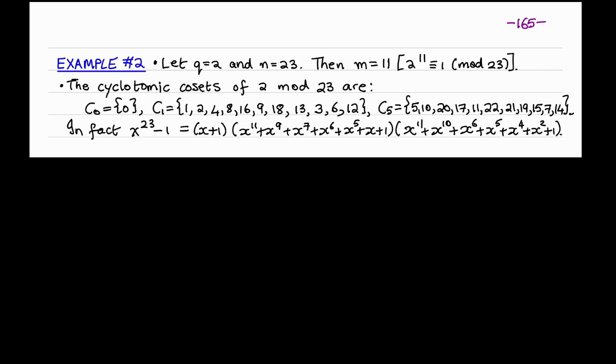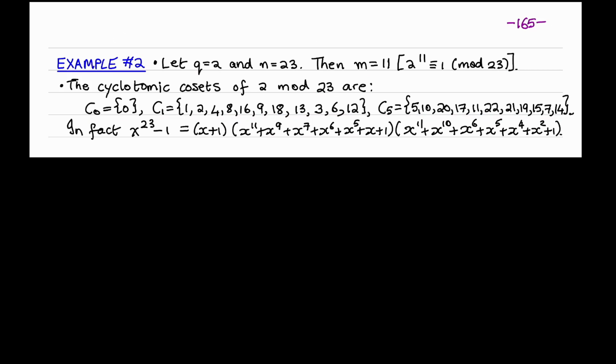Here is a second example of a BCH code. Let q be 2 and n be 23. Then the BCH parameter is m equals 11, and that's because 2 to the 11 is 1 modulo 23. There are 3 cyclotomic cosets of 2 modulo 23. These are C0, C1, and C5. C1 and C5 each have size 11.